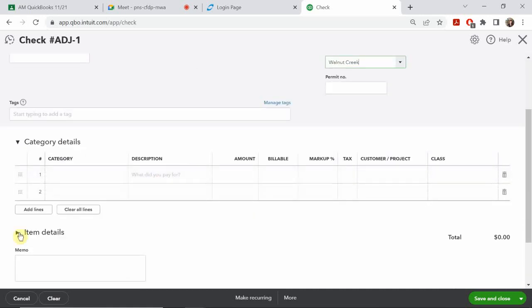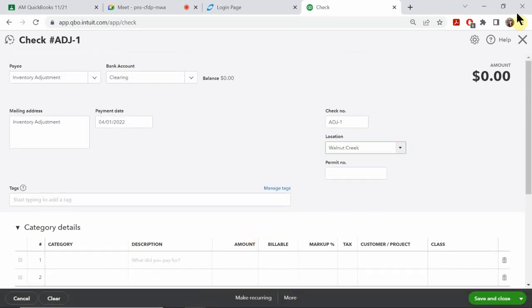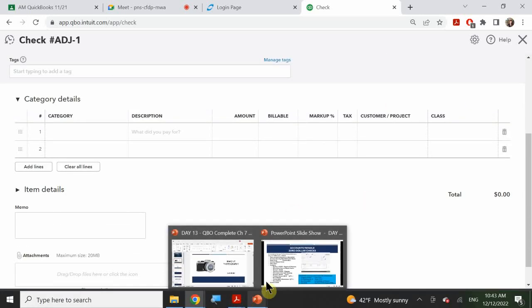So this allows you to give you a combination between categories, which is your accounts, and it also gives you a combination between the items as well. Okay? So in this case, our goal here is to ensure that this check is written out for the amount of $0. Okay? So how do I do this? So let's go ahead and take a look at the entries that we have to make here.